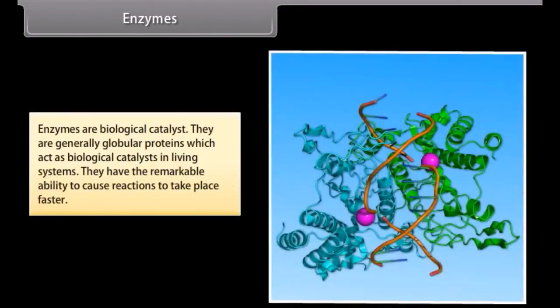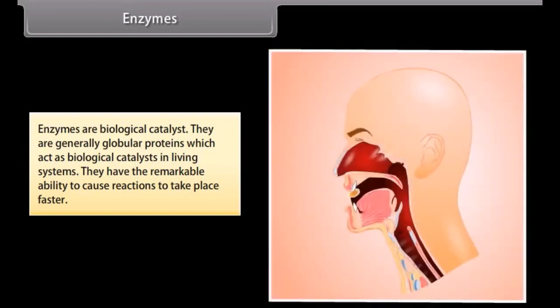Enzymes are biological catalysts. They are generally globular proteins which act as biological catalysts in living systems. They have the remarkable ability to cause reactions to take place faster. For example, if enzymes were not present in our digestive tract, it would take about 50 years to digest a single meal.